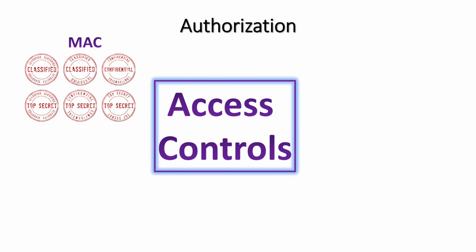Mandatory access control, or MAC, controls access by comparing security labels with security clearances. For example, there can be secret and unclassified labels which can adhere to confidential, secret, and top secret security clearances.